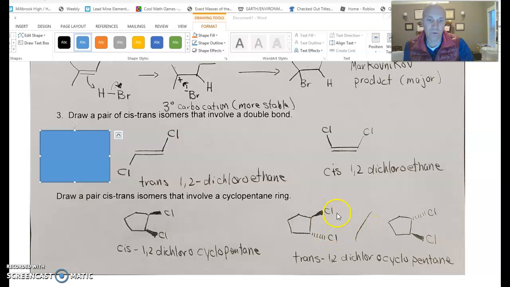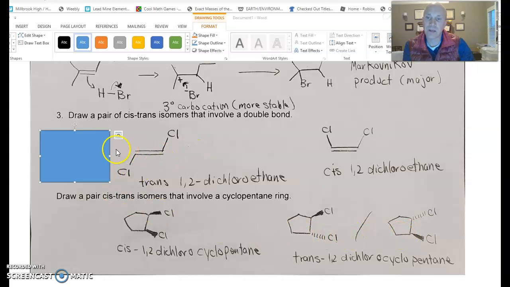Notice that these chlorines are across from each other. Notice one thing, there are actually two different isomers which are trans. These guys would actually be enantiomers of each other. But if someone were to ask you to draw trans-1,2-dichlorocyclopentane, either of these right here would be fine.